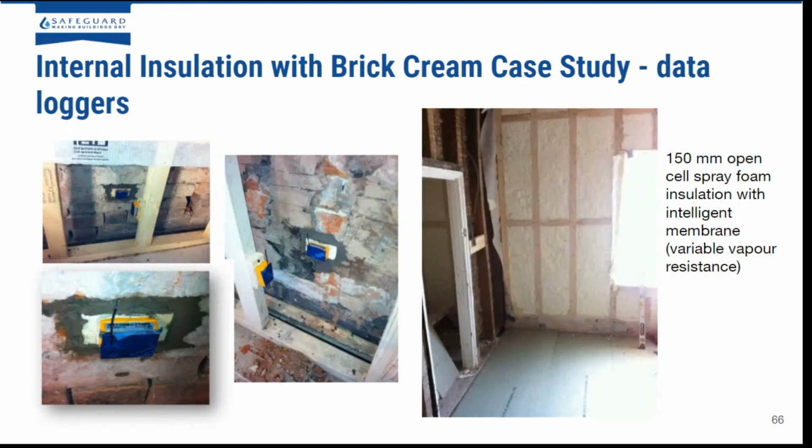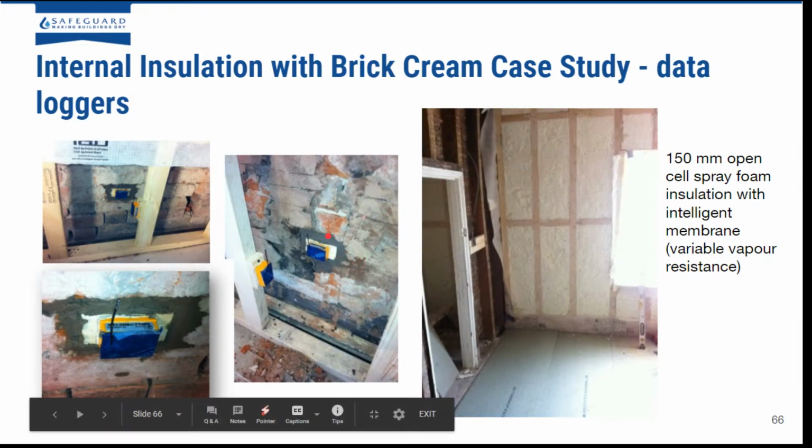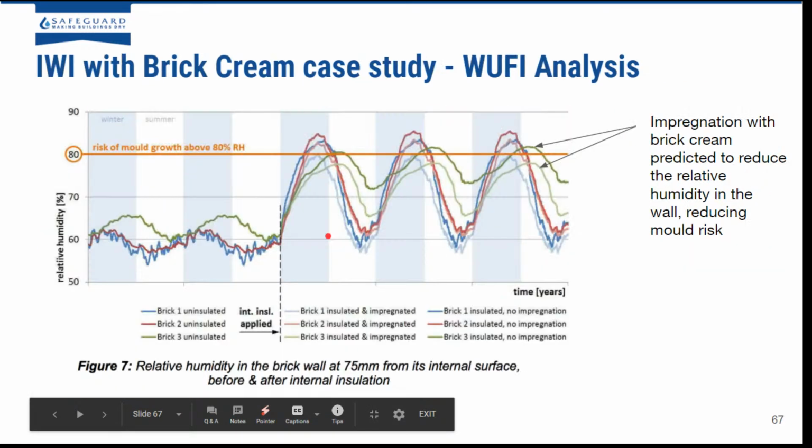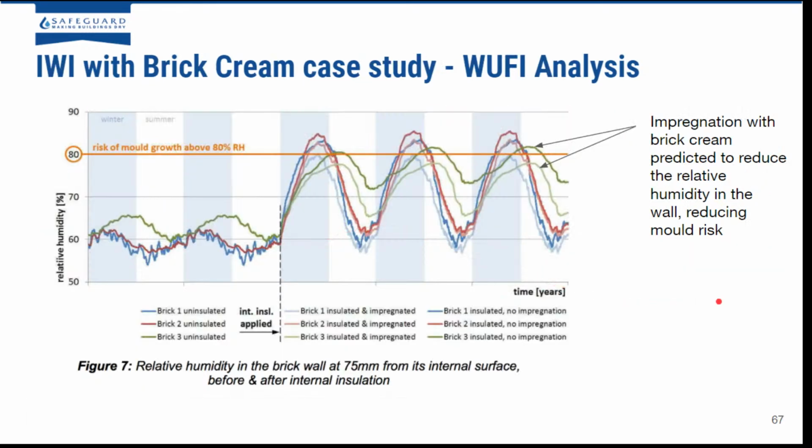So internal wall insulation was installed with data loggers to monitor the moisture content in that wall behind the insulation. And this is a model of what we predicted would happen. Here you can see the dark green line is the wall without any brick cream, and the light green line is the wall with brick cream. You can see the light green line stays below this 80% risk of mold growth line the entire time, whereas the wall not treated with brick cream can become damp and you get a risk of mold growth in certain seasons.